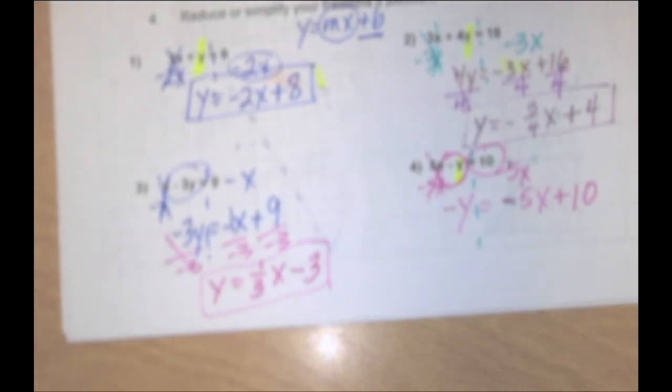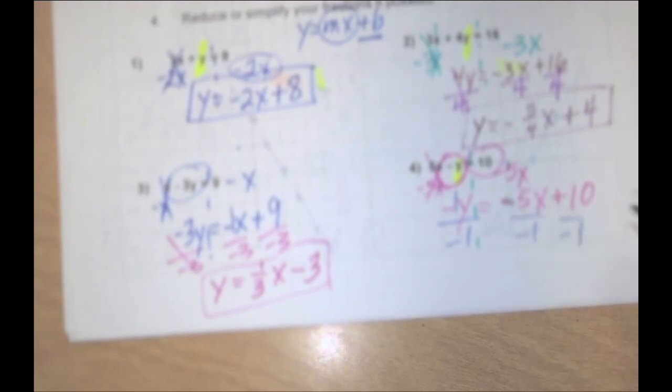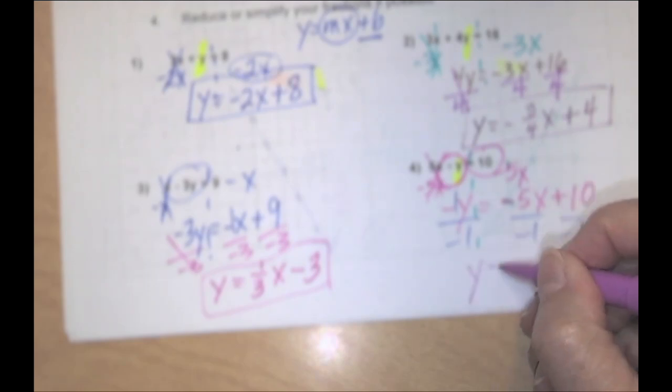Okay, that's like a negative 1. There's an imaginary negative 1 there. So let's divide everything by negative 1. Because remember, I want y by itself. I don't want negative y. So I'm going to put y equals, now negative 5 divided by negative 1 is just 5. 5x, 10 divided by negative 1 is negative 10. Y equals 5x minus 10.